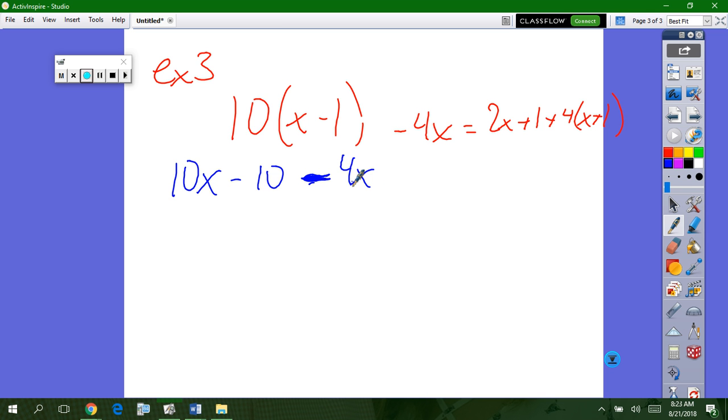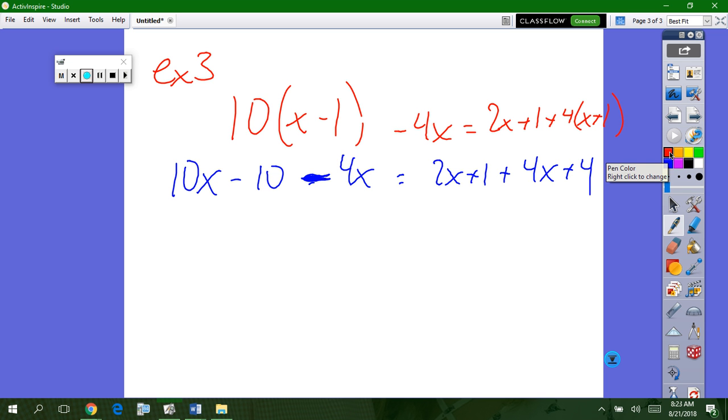Minus 4x equals 2x plus 1 plus 4x plus 4. Now, notice I have multiple x's on the left side, multiple x's on the right side. So what I want to first do is combine like terms, right?